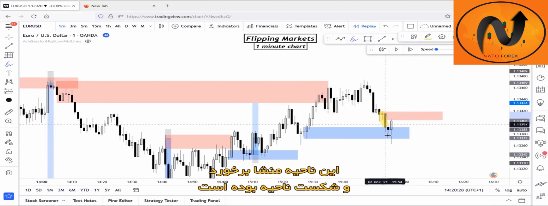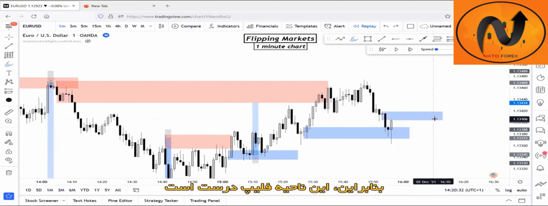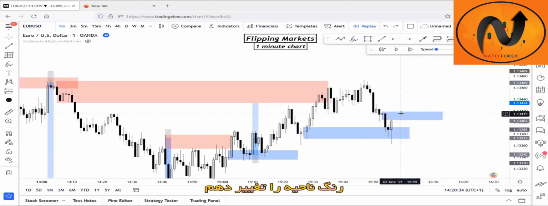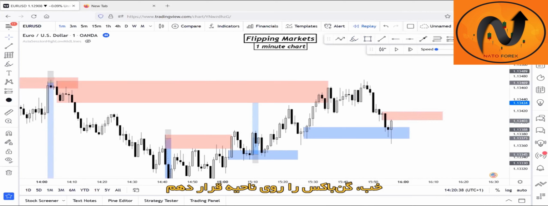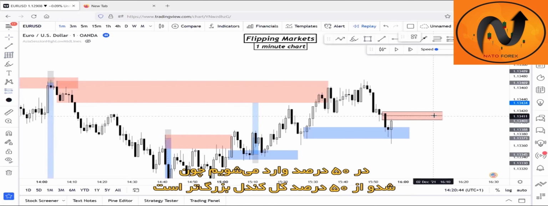So I will just set my limit on this zone, because as you can see, this is the flip zone. This caused the tap and the break of this zone, so this is the right flip zone. Sorry, let me just finish the color. Okay, so let's just put our gam box here on the 50% because the wicks are larger than the whole body.